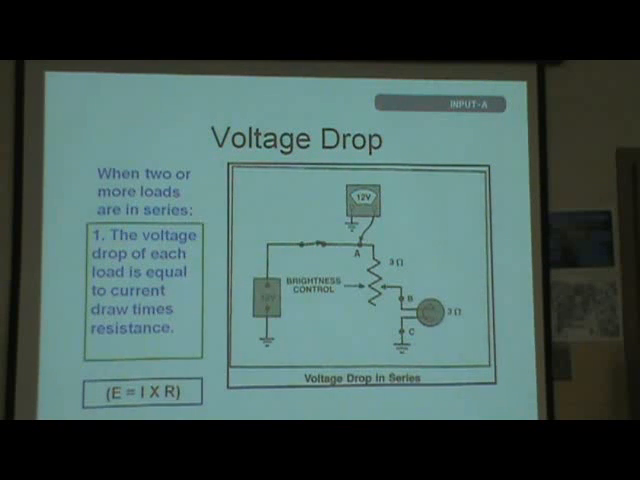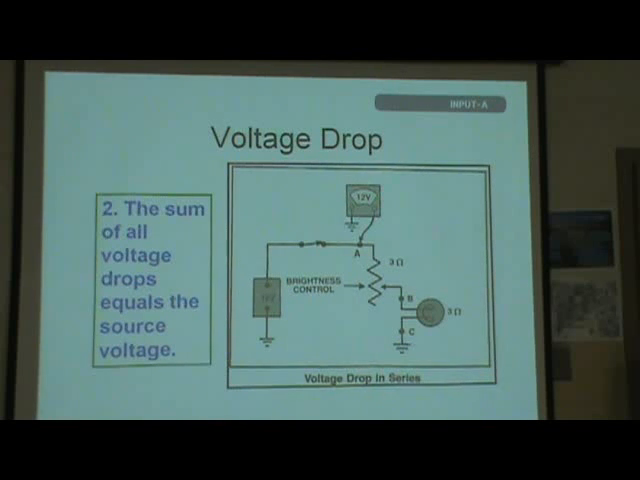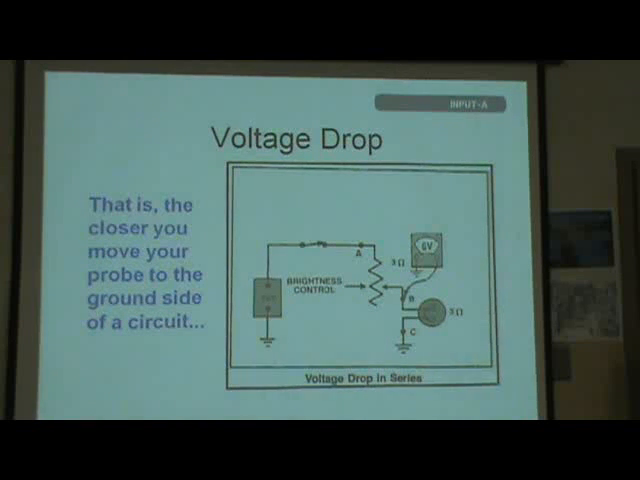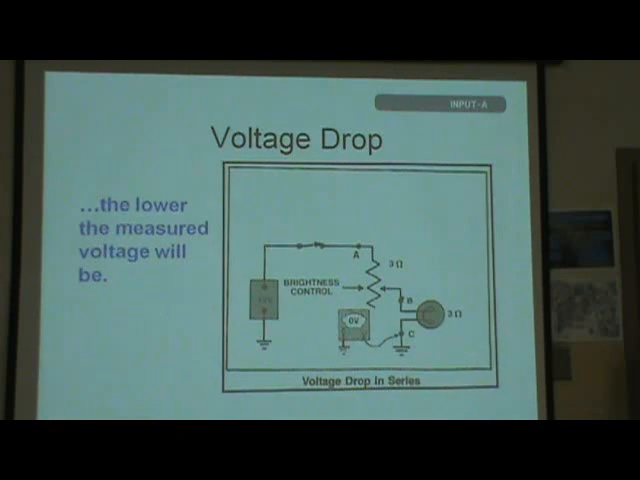So here we go. When 2 or more loads are in series, you get brightness control of your lights. The voltage drop is equal to current draw times resistance, E equals I times R. The sum of all voltage drops equals source voltage. It always does. All of these over here are going to equal the 12 volt drop. I'm going to change the battery in my laser. I'll use that green light I got showing. Okay, move your probe to the ground side of the circuit. If you move it closer and closer, you're going to see lower and lower voltage as you go downhill. Got that?